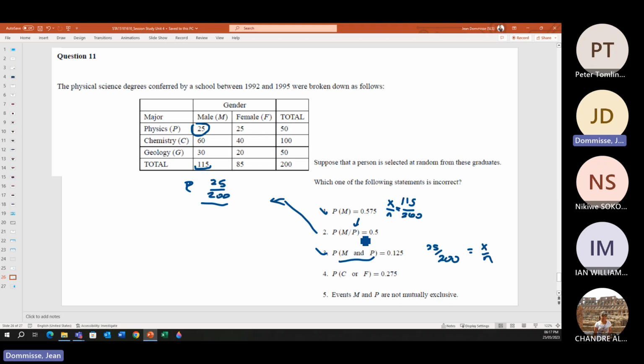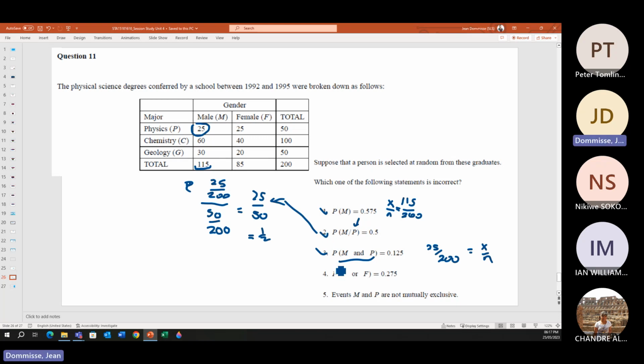Remember that we divide by the probability of the second one. So what's the probability of physics? It is 50 divided by 200. If we then work that out, it must be 25 divided by 50, which will give me 1/2, which is a half.